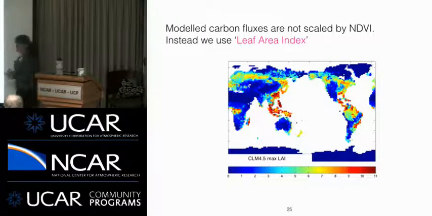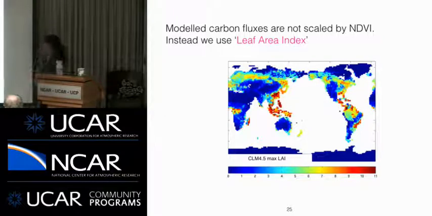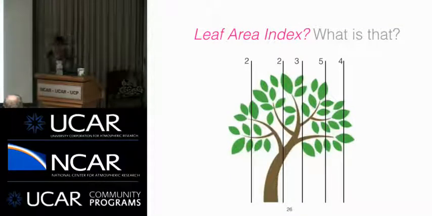So leaf area index is how we scale our carbon fluxes. We need to know how many leaves there are in the ecosystem before we can tell you anything about productivity, evaporation, that kind of thing. So for those of you that don't know what leaf area index is, this is what it is.